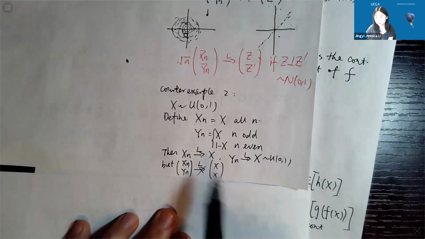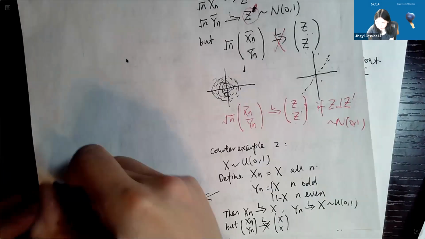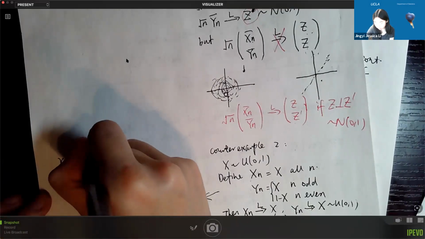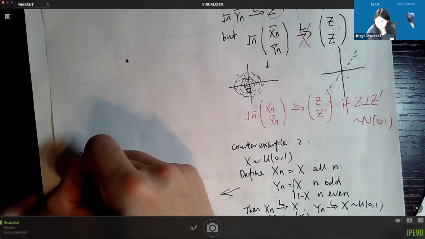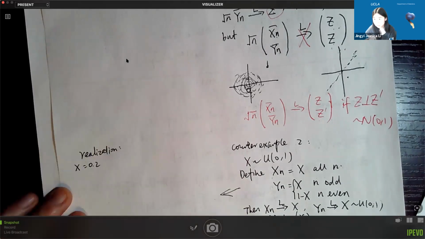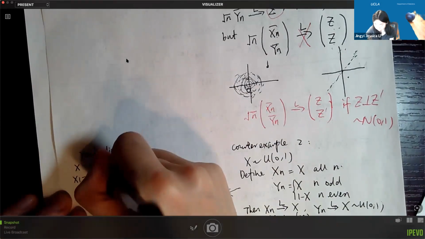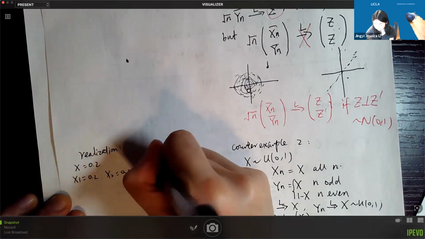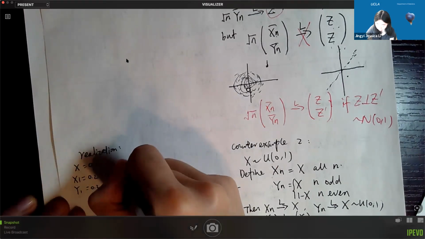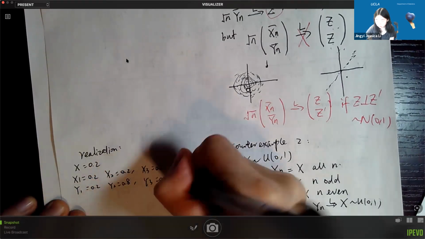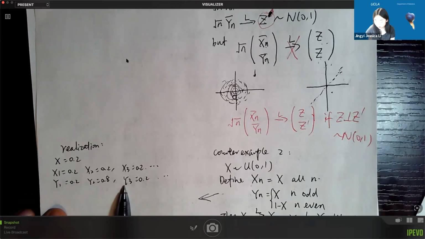So still think about the realization. Think about realization as always to help you understand it. Otherwise, random variables are just too abstract. So if you think about my X equal to 0.2, one draw, then my X1 is 0.2, X2 is 0.2, X3 is 0.2, and so on. My Y1 is 0.2, Y2 is 0.8, Y3 is 0.2, and so on. So it's alternating. And that's one realization.